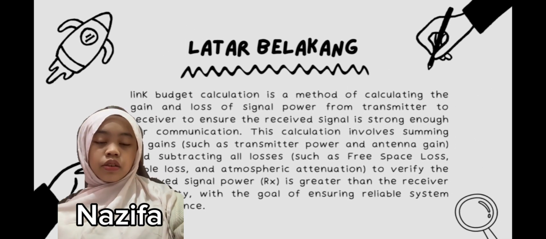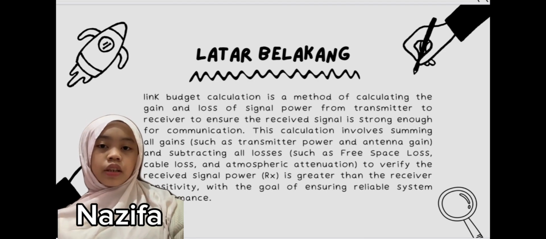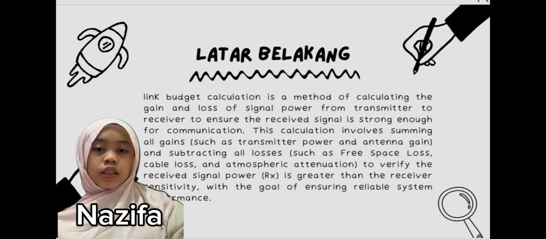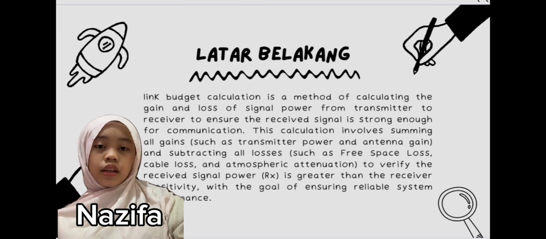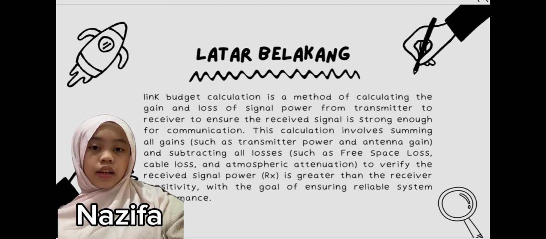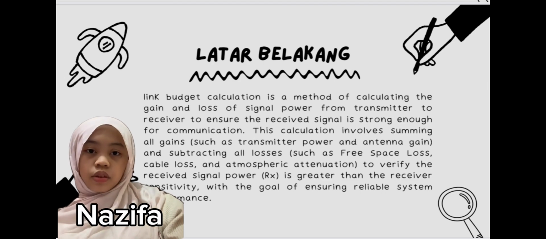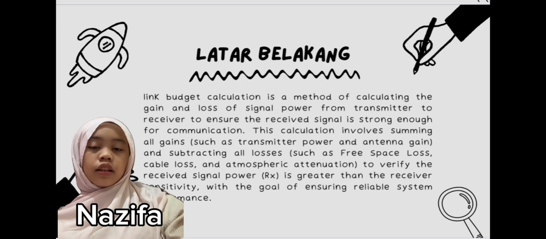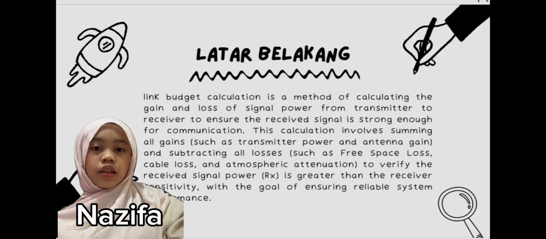Background: link budget. Link budget calculation is a method of calculating the gain and loss of signal power from transmitter to receiver to ensure the receiver signal is strong enough for communication. This calculation involves summing all gains, such as transmitter power and antenna gain, and subtracting all losses, such as free space loss, cable loss, and atmosphere attenuation.